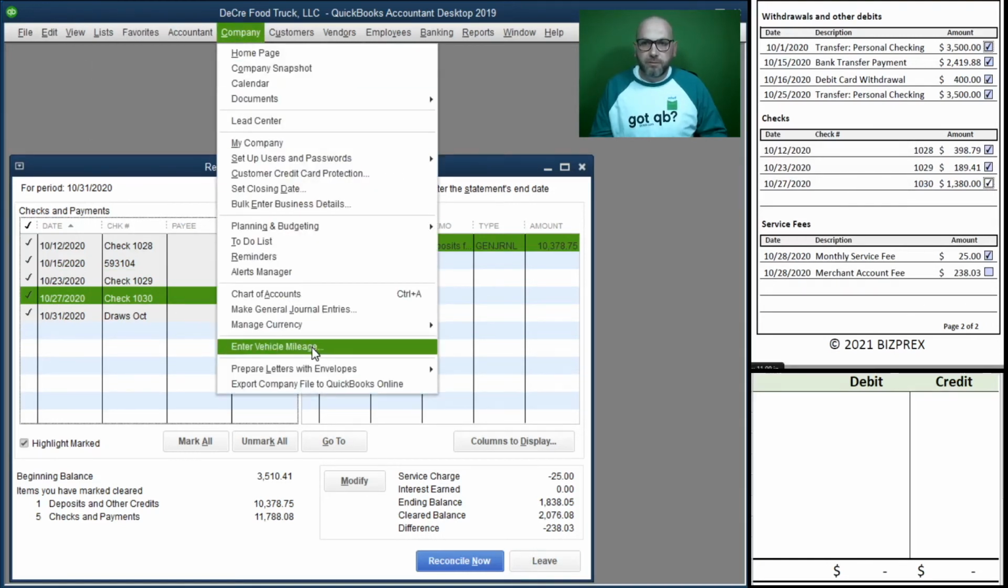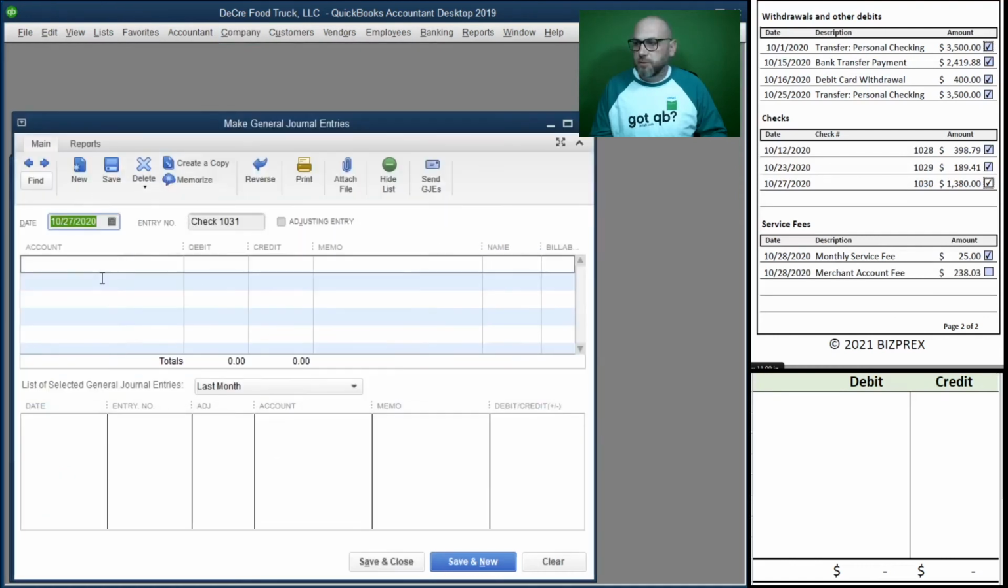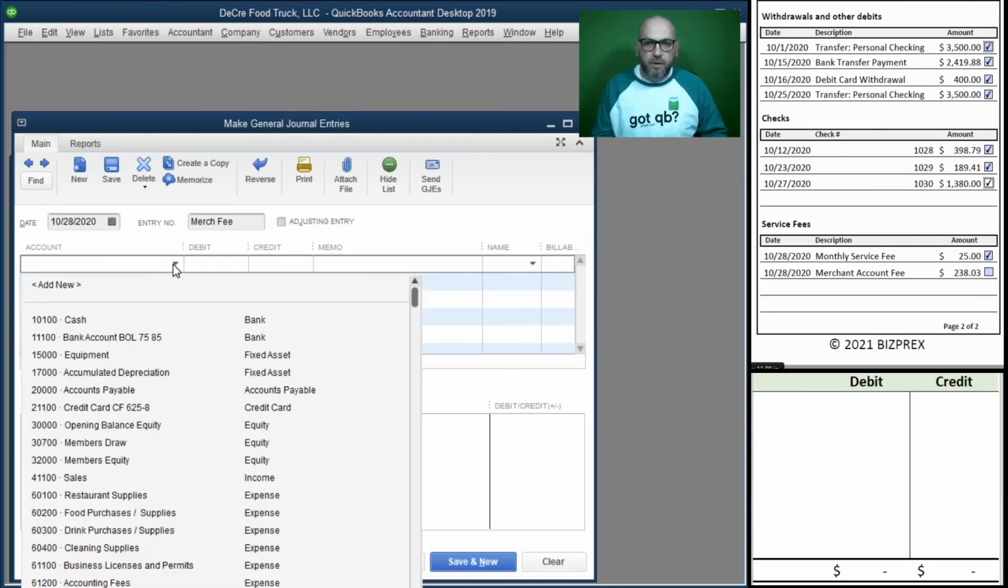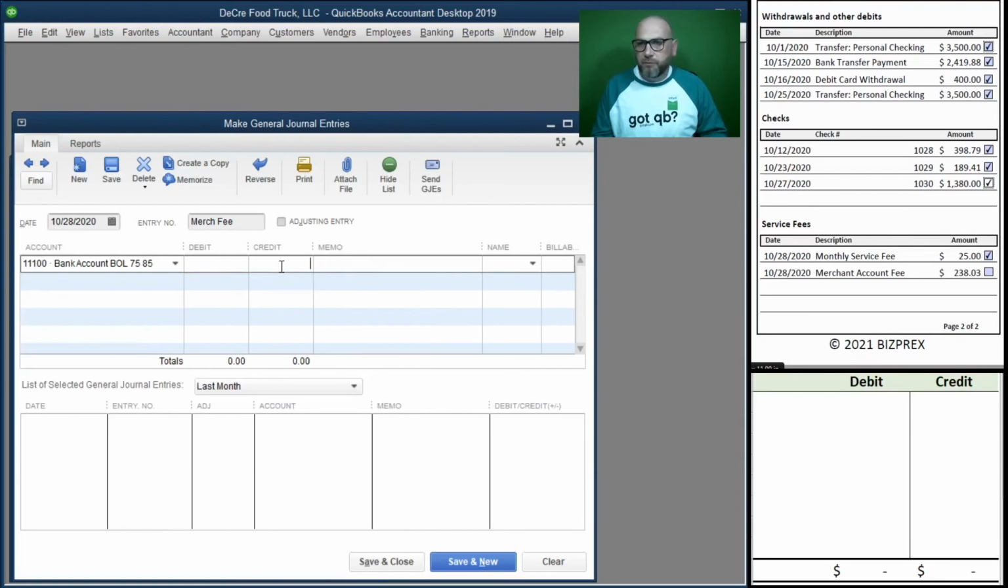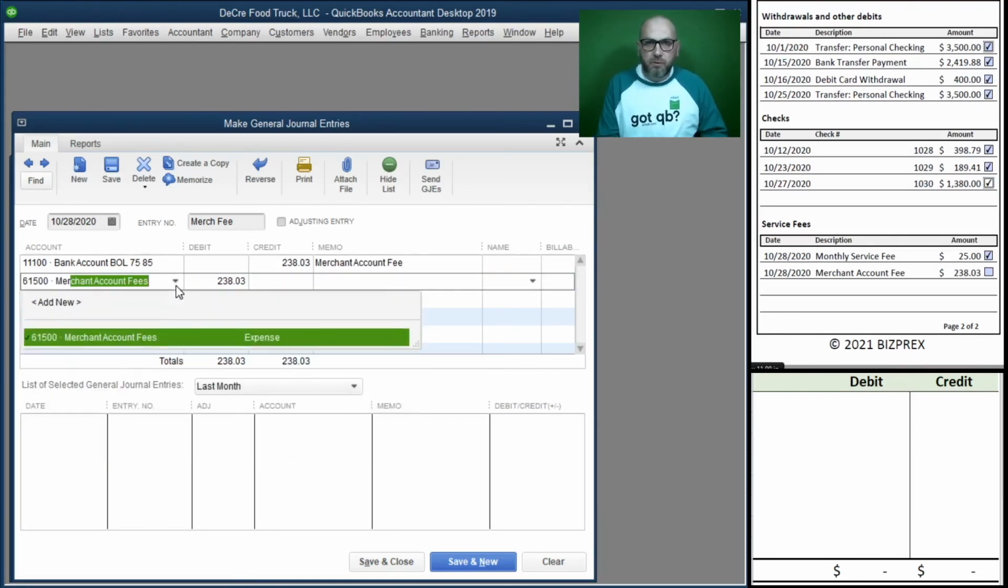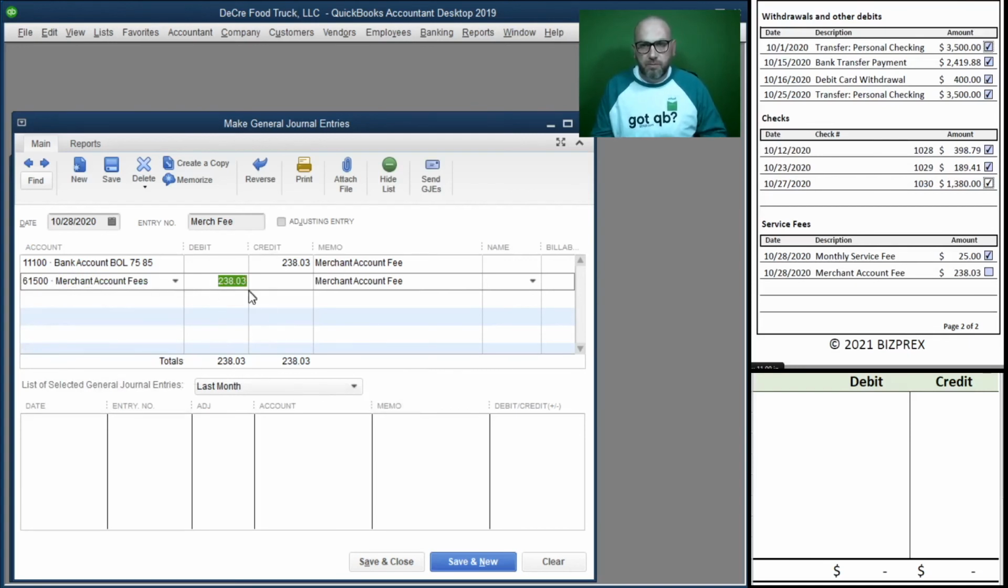Good. So let's go ahead and book that one, right? That one is pretty straightforward. We know that, again, our bank account will be reduced by that amount. They took that money out. All right, and we know that our merchant account expense will go up. So here it is, expenses go up when debited, assets go down when credited, our bank balance will be reduced by this amount, and our expenses on merchant account fees will increase by this amount.